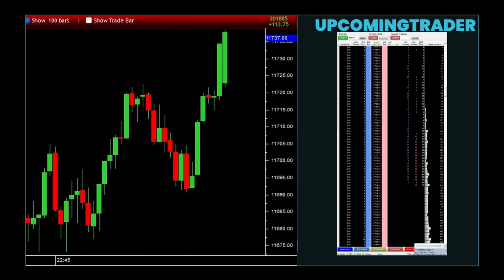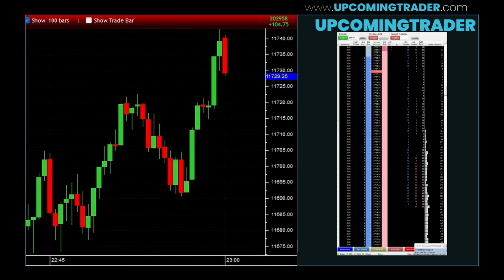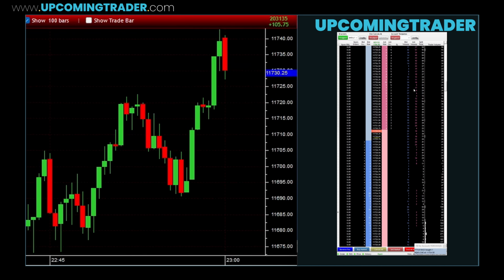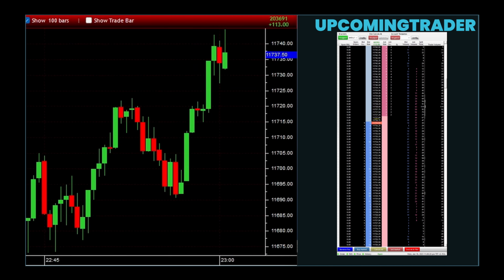If the current price is above the point of control, it may indicate bullish sentiment, while a price below it may suggest bearish sentiment. Understanding these concepts can help you gauge the likely direction of price movement and decide where to place your entries and exits.